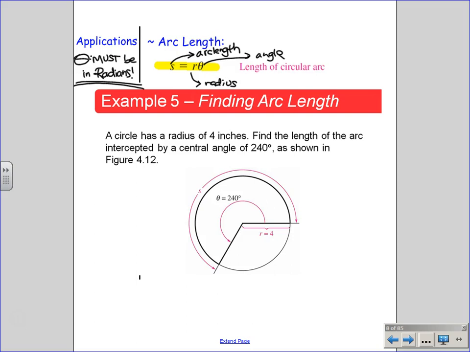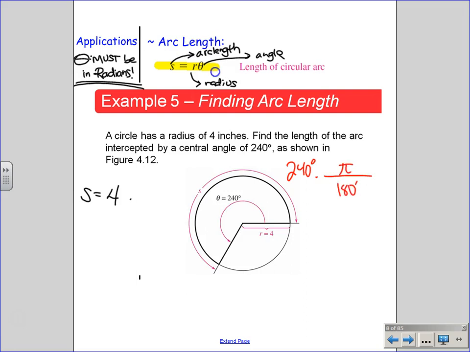Okay, so when we come down here and they say a circle has a radius of 4 inches. Cool. Find the length of the arc intercepted by the central angle of 240 as shown in the figure. Basically, there are a few different ways of doing it, but the most straightforward way says you want the length of the arc? Fine. Find S such that my radius is 4 and my angle is 240. Nope. What are we going to have to do? Convert. So take 240. What's my bridge going to look like? 180 over pi or pi over 180?